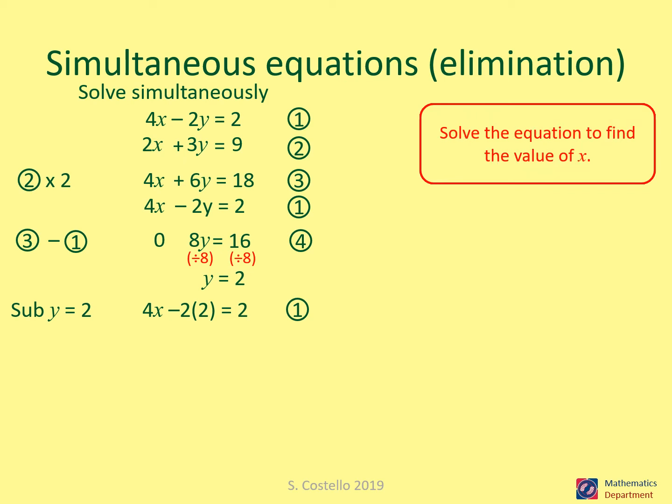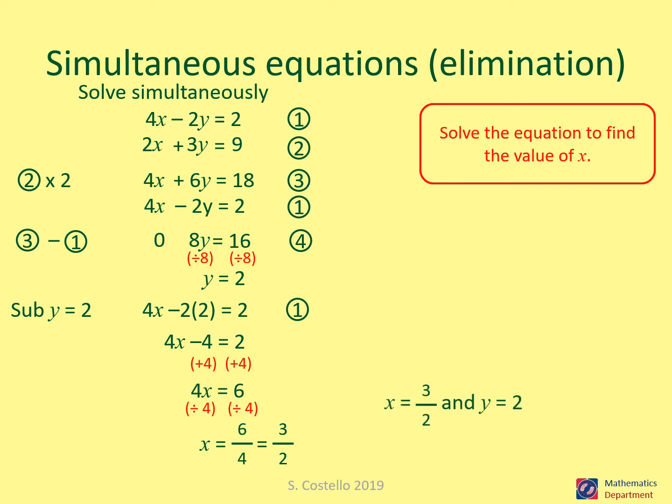We solve the equation to find the value of x. So 4x minus 4 equals 2. We're going to add 4 to both sides. So 4x equals 6. Divide both sides by 4. X equals 6 over 4 or 3 over 2. Remember, don't expect your answers to always be nice integers or to be positive. They can be anything at all.